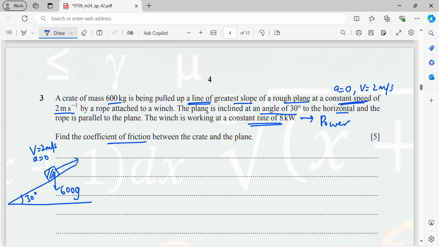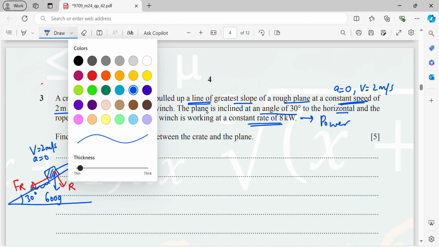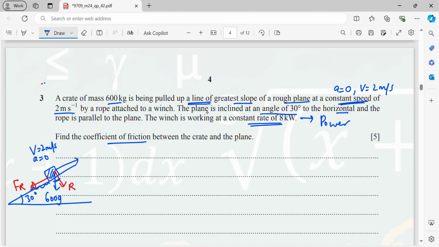Now, because of the rough plane, that means it will have a frictional force. This is your Fr, frictional force. Then our R is always perpendicular to the plane, so here I will label this R. And the blue color is the mass, it's a weight. Weight is mg. So now, I will say that the angle here is 30 degrees. This is 30 degrees.